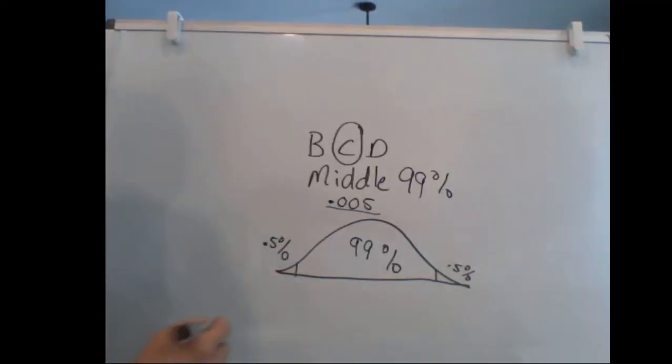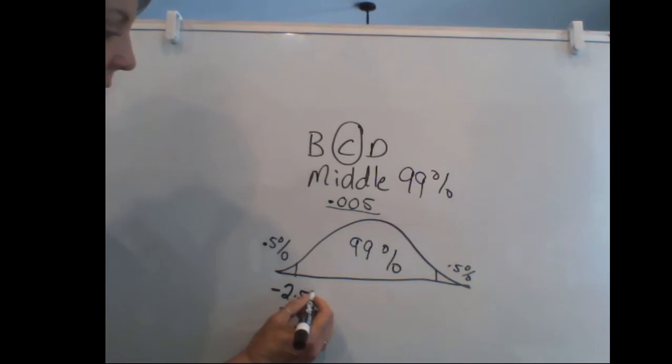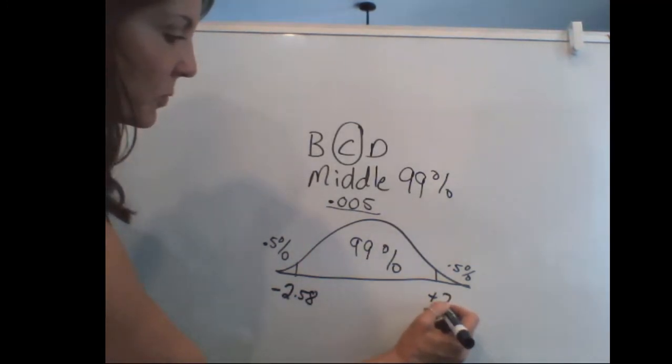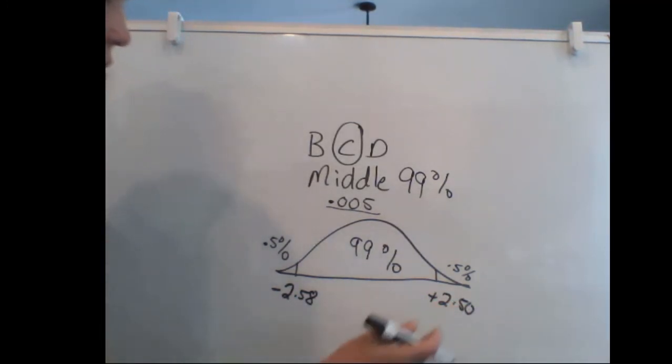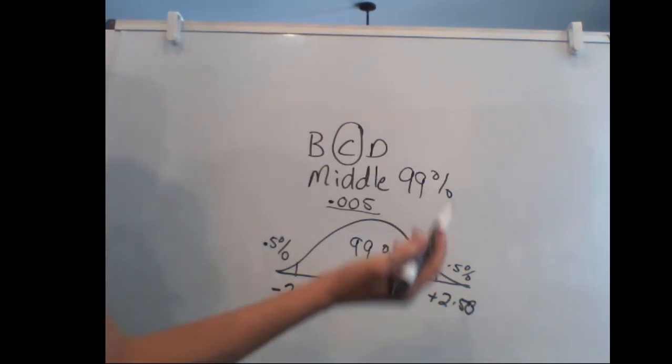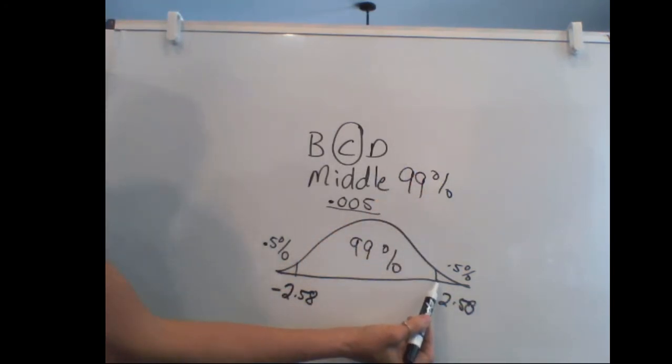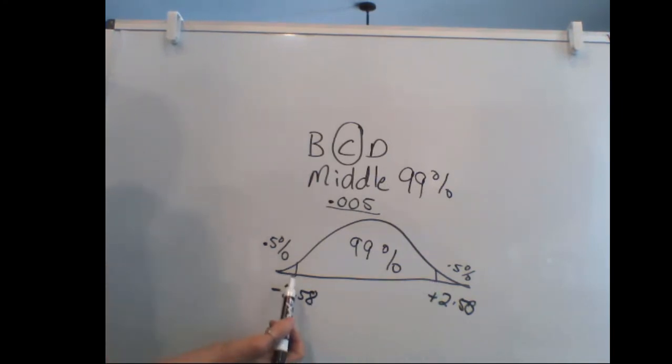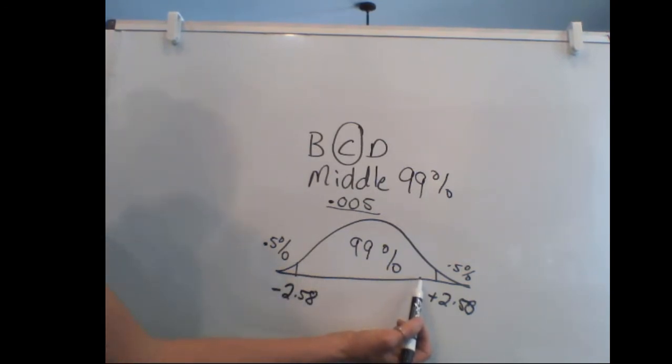Let's look. So again, our z-scores that we found were negative 2.58 and positive 2.58. We interpret this by saying that the top 0.5% of the scores and the bottom 0.5% of the scores are in the tail when we have 99% in the middle. And the z-scores of negative 2.58 and positive 2.58 are the z-scores that set the boundary for that middle 99%. Okay, we've got one more.